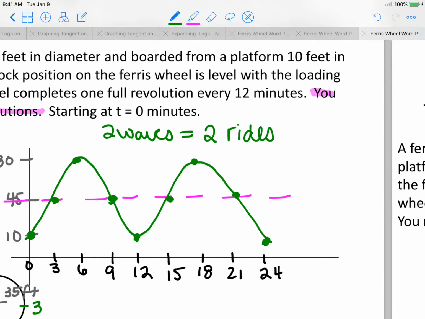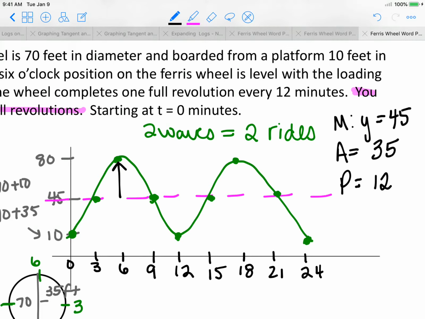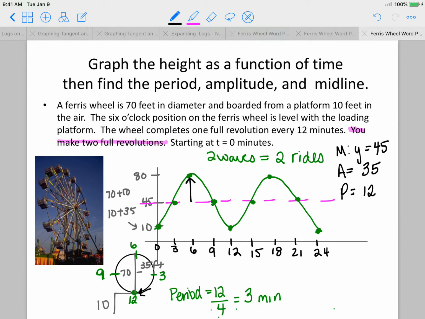Okay, so let's math this. Shh, Kenny. If you math this, your midline is going to be 45. Your amplitude is going to be, well, what's the difference between 45 and 80? That's going to be your radius, so that's going to be 35. And then your period is going to be, how long does it take to go around once? So that's going to be 12. I hope that helps. Ask any questions to each other if you don't understand. Let's go to the next one.